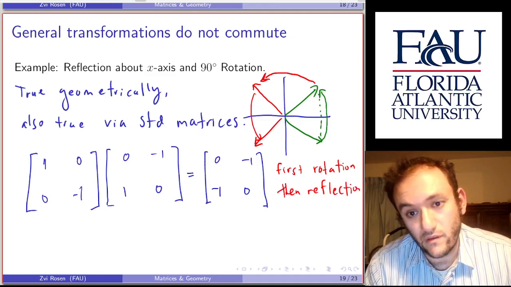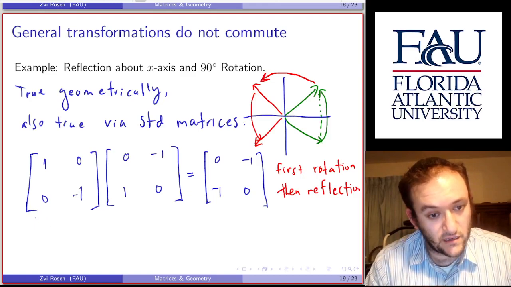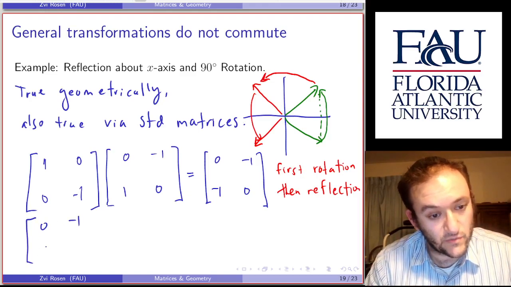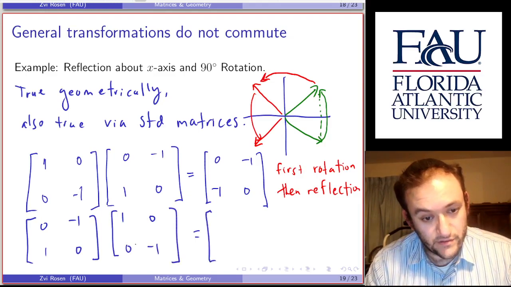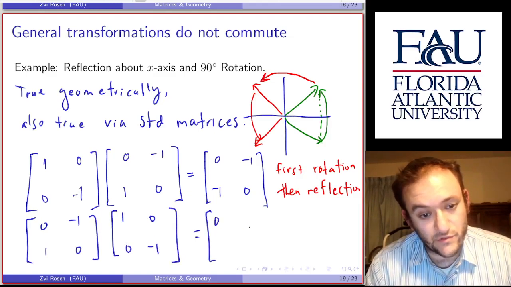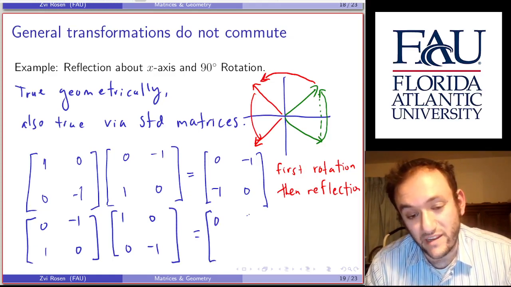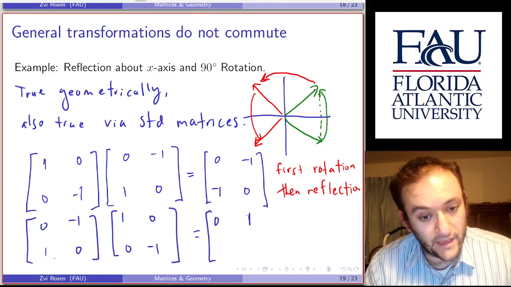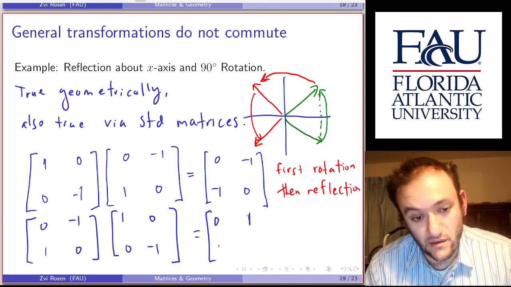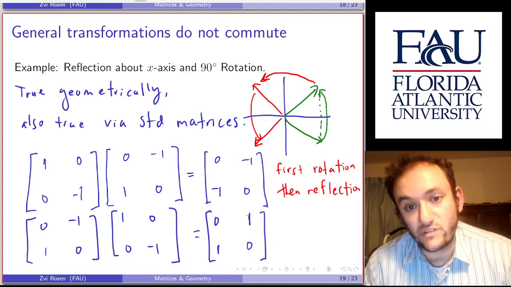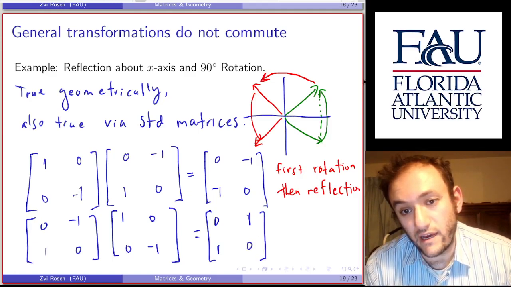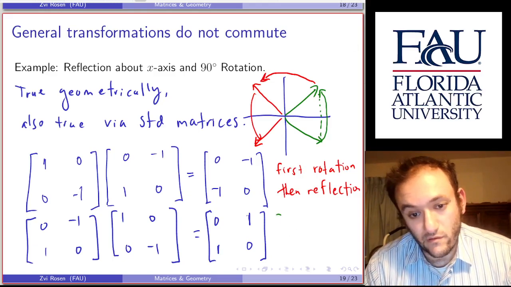Okay. How about the other way? So we would take 0, -1, 1, 0, multiply it by 1, 0, 0, -1, and we would get, so first row dot first column is 0, first row dot second column is -1 times -1, which is +1, and 1, 0 dot 1, 0 is 1, and 1, 0 dot 0, -1 is 0. So this corresponds to first reflection, then rotation.